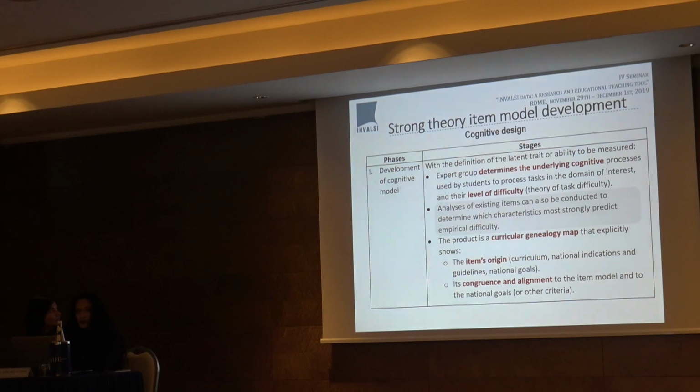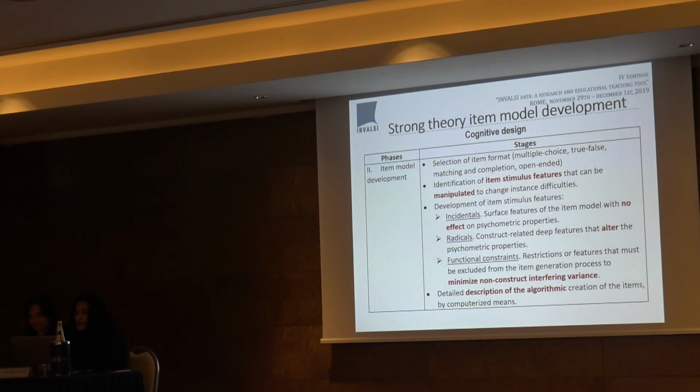And after this work of this specialized committee, we have as a product a curricular genealogy map. It is a map that identifies the relations between these cognitive abilities. It shows, in a visual way, what the item origin is. Does it come from a curriculum? Does it come from, for instance, the INVALSI tests, which come from the national indications and guidelines and have specified national goals? That could be one of the identified elements in the cognitive genealogy map.